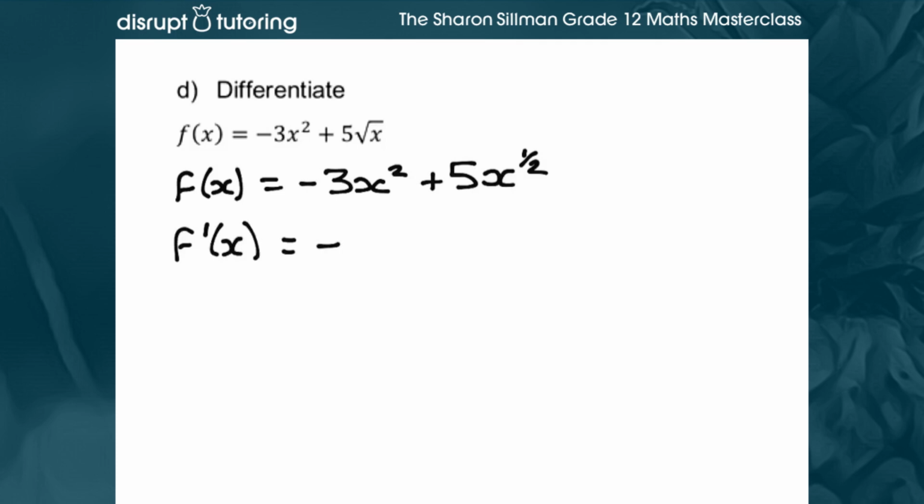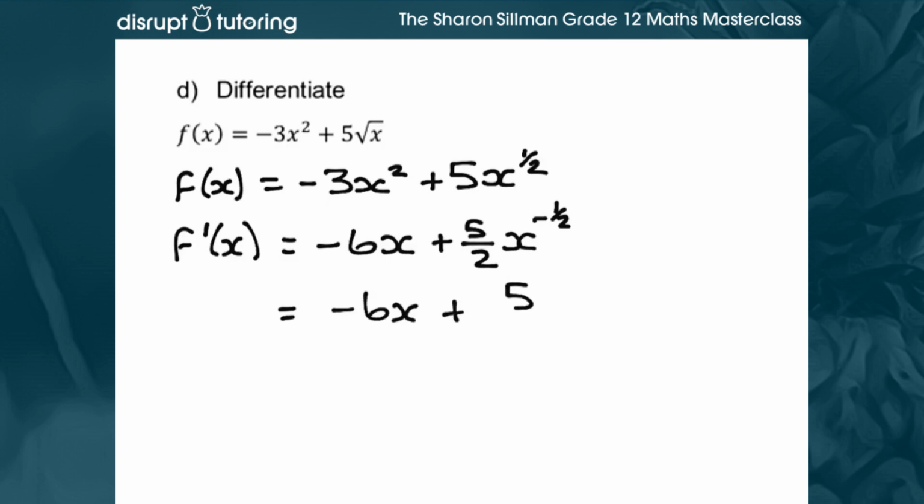Exponent multiplied by coefficient, 2 multiplied by negative 3, drop the exponent by 1. Exponent multiplied by coefficient, a half multiplied by 5 is 5 over 2, and x to the power of a half subtract 1 is negative a half. I prefer then to carry on and move the x to the bottom so that I can have a positive exponent of a half. That was a 1 there.